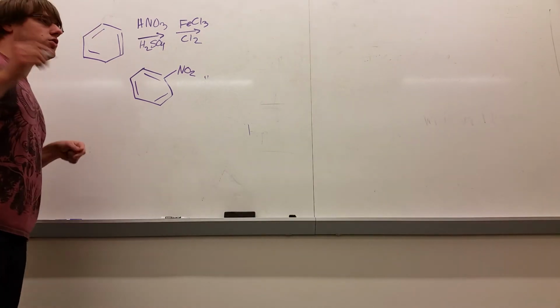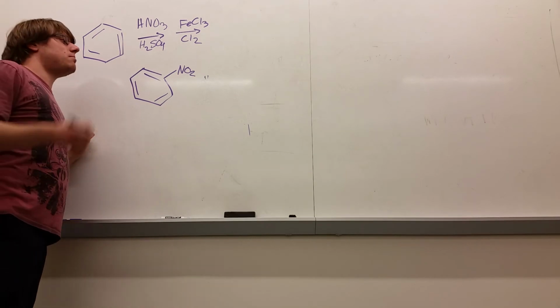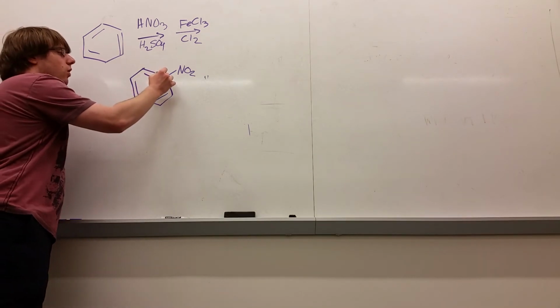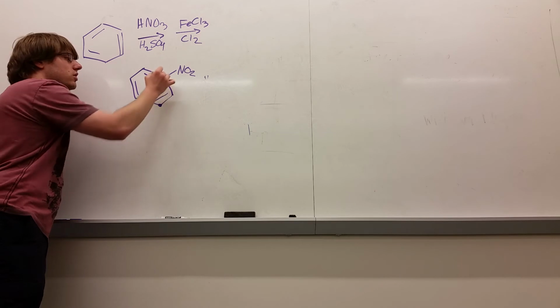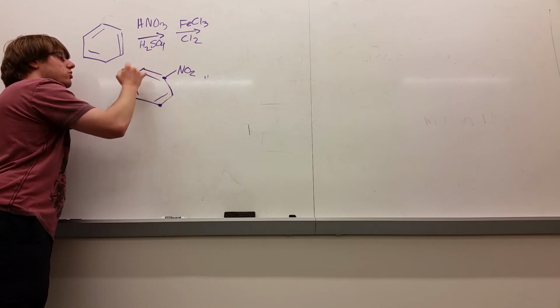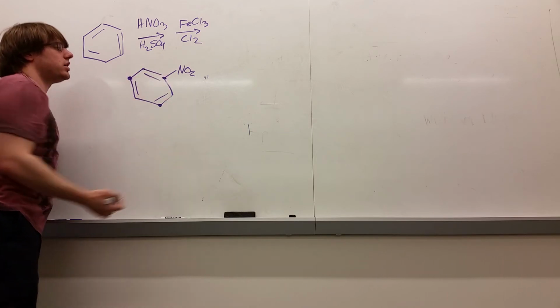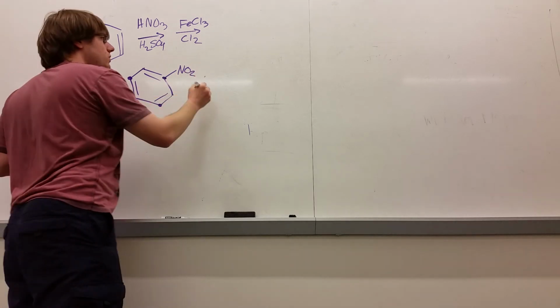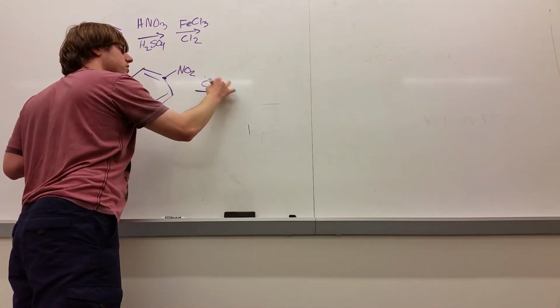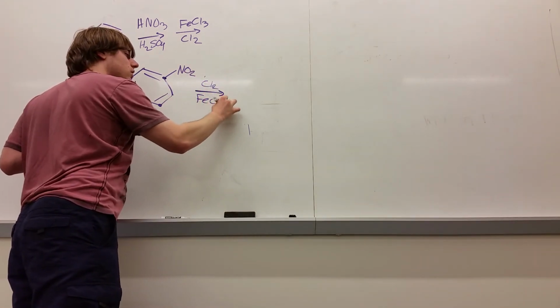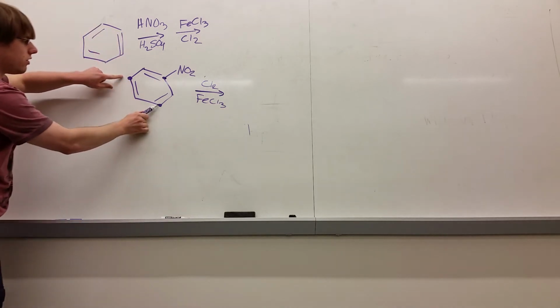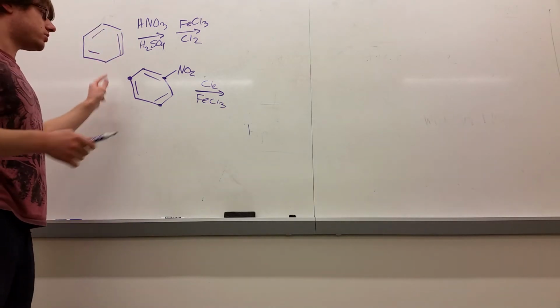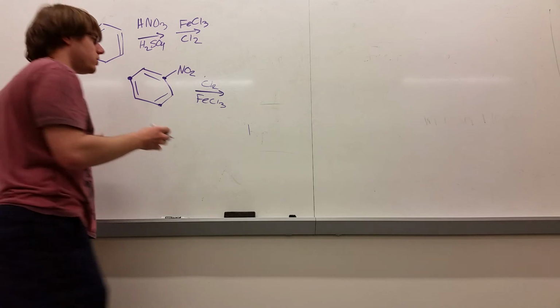And if you look at your cover sheet, NO2 is a meta director, meaning it directs to the 1, 2, 3 position. So both of these are meta to the NO2. So when I do that Cl2 FeCl3 reaction, the chlorine will be added either here or here. Now both are the same because there's a plane of symmetry here, so it doesn't matter which side I choose.